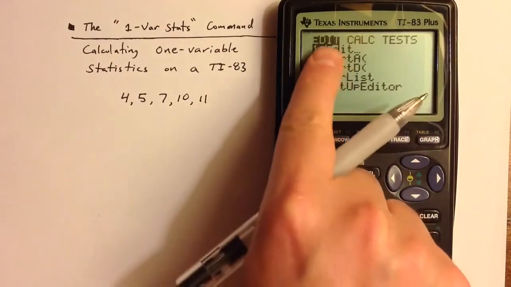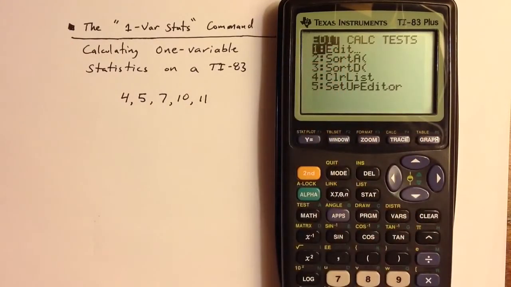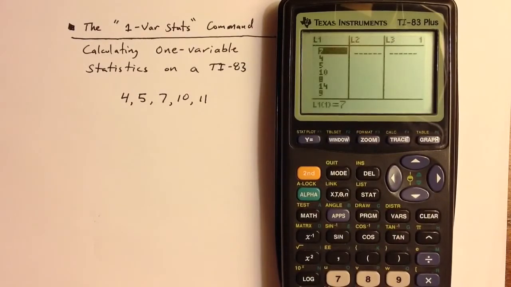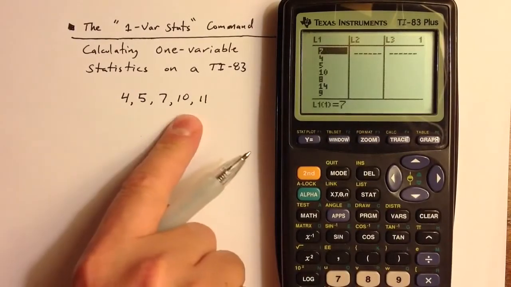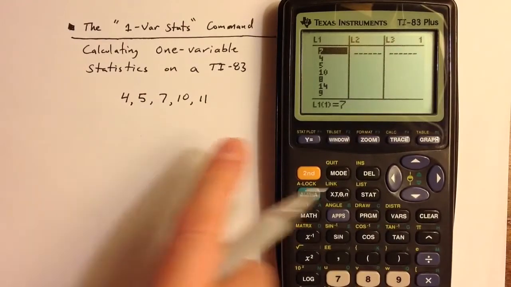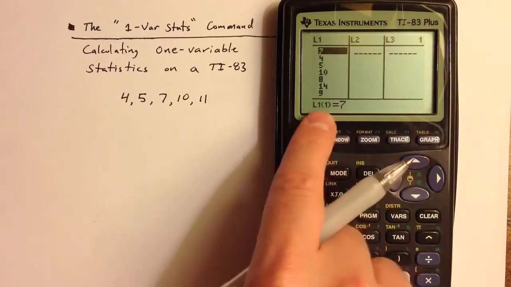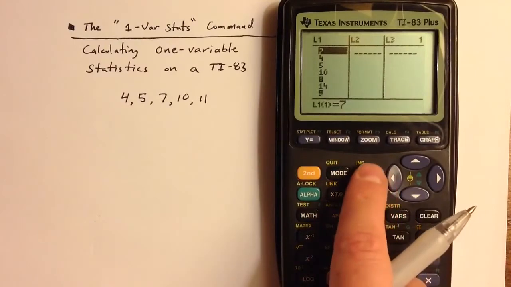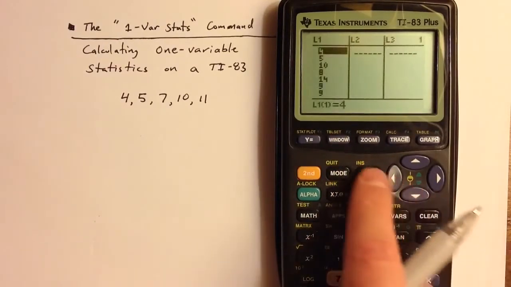So I can choose from the edit menu, I can choose the first option by pressing 1 or by pressing enter, and I can enter those data values into a list. If there's values already there that I don't necessarily want, I can use delete to clear them from the list.